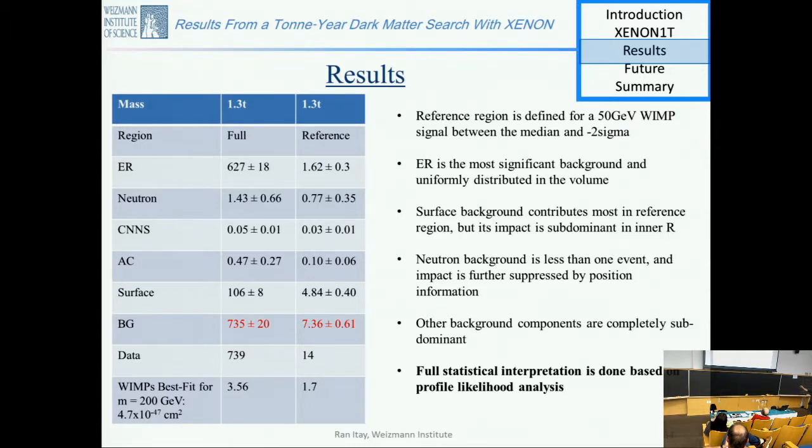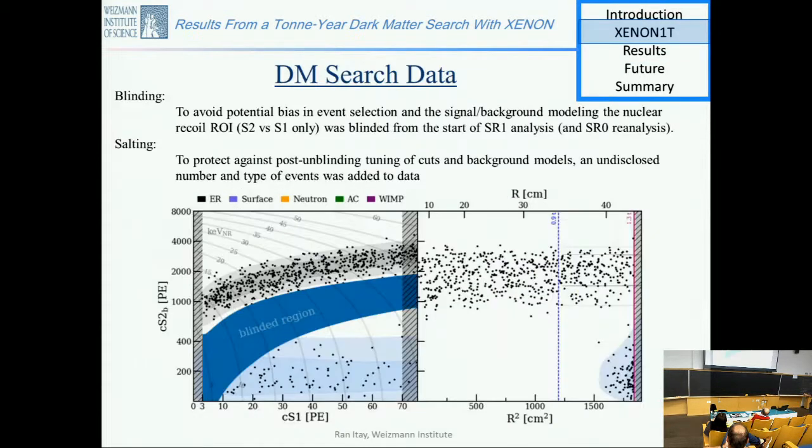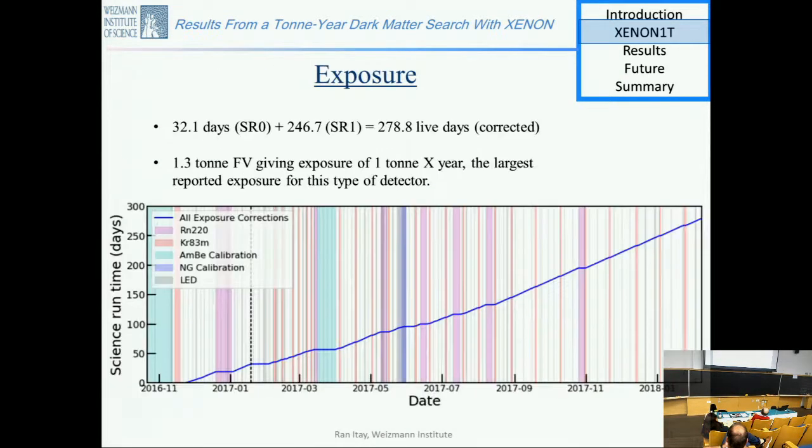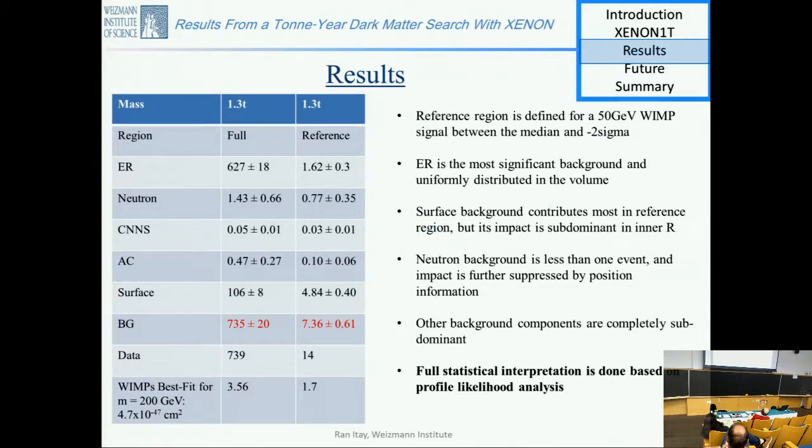So the volumes are the same, but the difference is where do we cut? Do we take everything in this parameter space, or do we take only from the median and below? Okay, so the physical volumes are the same, but in this parameter space of S2 over S1, we can cut from the median of expected WIMP only from below, okay? Yeah, exactly. The exposure and the fiducial volume are exactly the same. The difference is just this definition. So the reference region is just between a 50 GeV WIMP median and the minus 2 sigma. This is why you see this reduction in the ER background, okay?